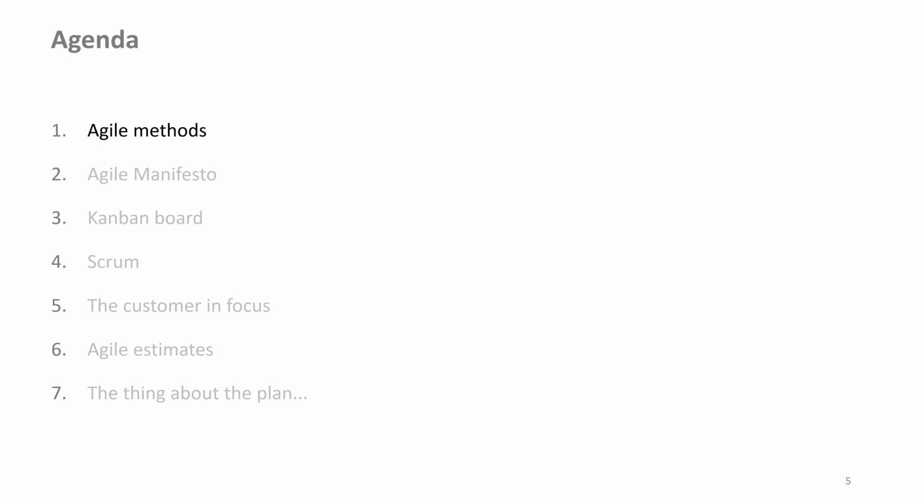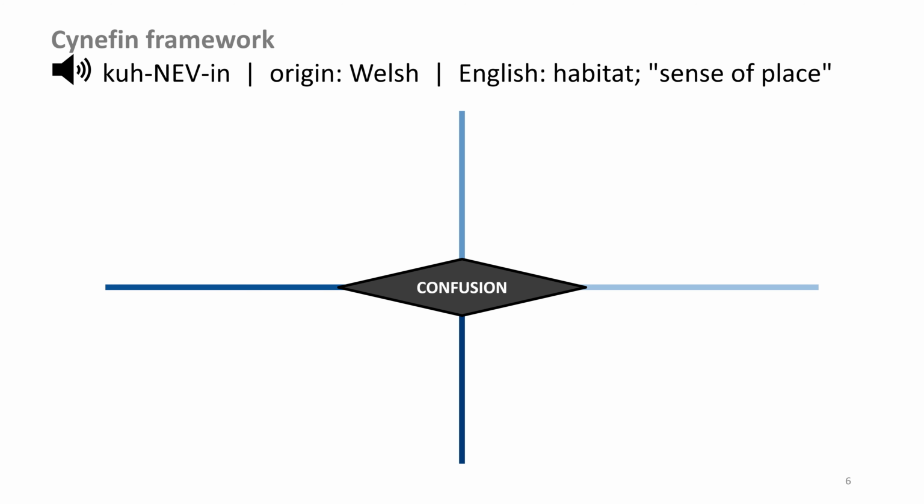First we take a look at the Agile methods. Cynefin framework. Cynefin comes from the Welsh and stands for habitat and sense of place. The Cynefin framework helps to evaluate where we are and how we can deal with the problem. As you can see, we have 4 quadrants here.